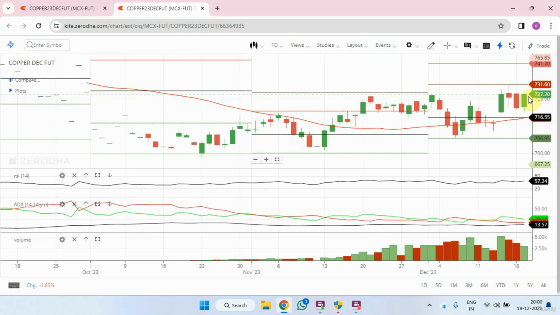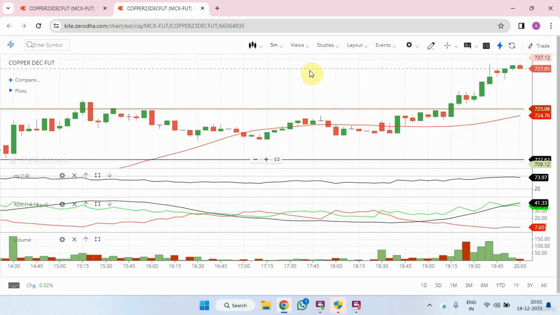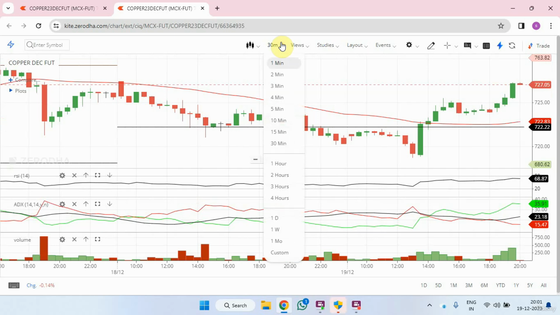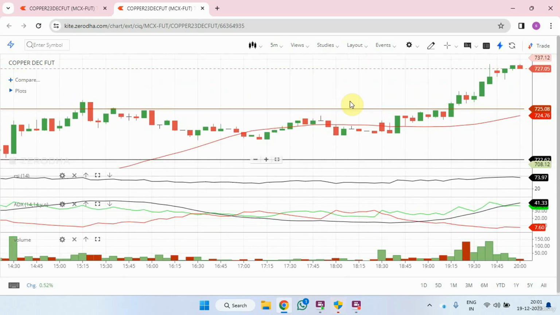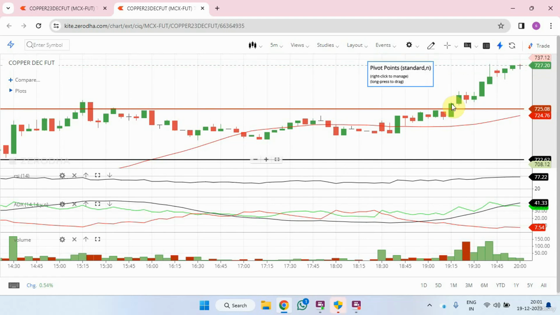You see after 725 on the daily chart, the next level is 731. So this has broken 725, and this copper can rally up to approximately 730. Just see, copper is rallying; we can see it in the 10-minute chart also, and in the 30-minute chart also. Once it broke the resistance at this level, we can enter at approximately 726, and you see a good volume in the trade.